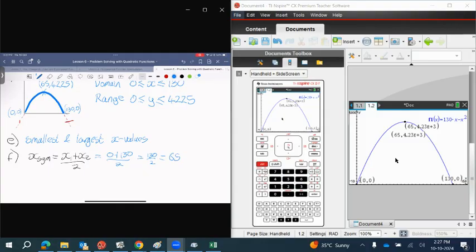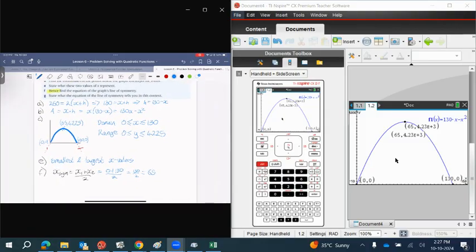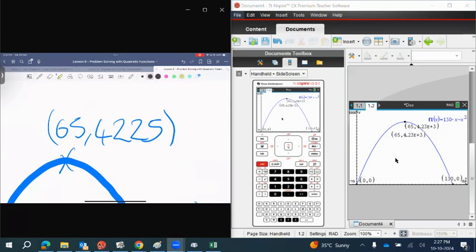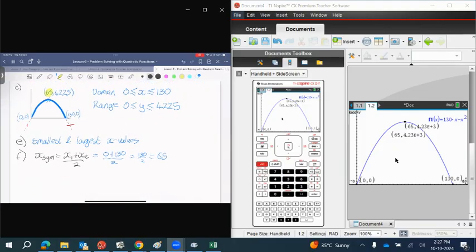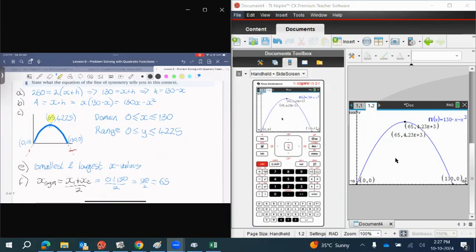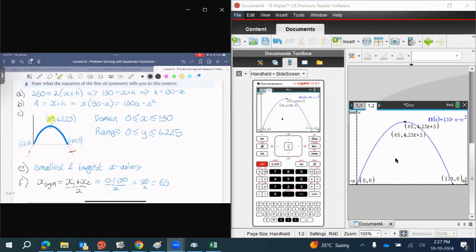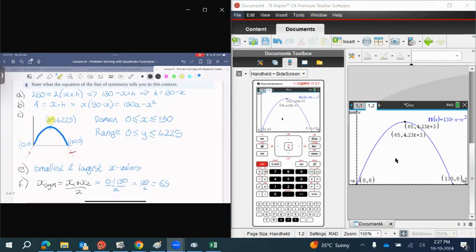We shouldn't necessarily need that. It's not much of a problem. We actually see it here, don't we? We found the x-coordinate of the vertex earlier. That's going to be the symmetry line. But it did ask us to use the previous results. Lastly, state what the equation of the line of symmetry tells you in this context.